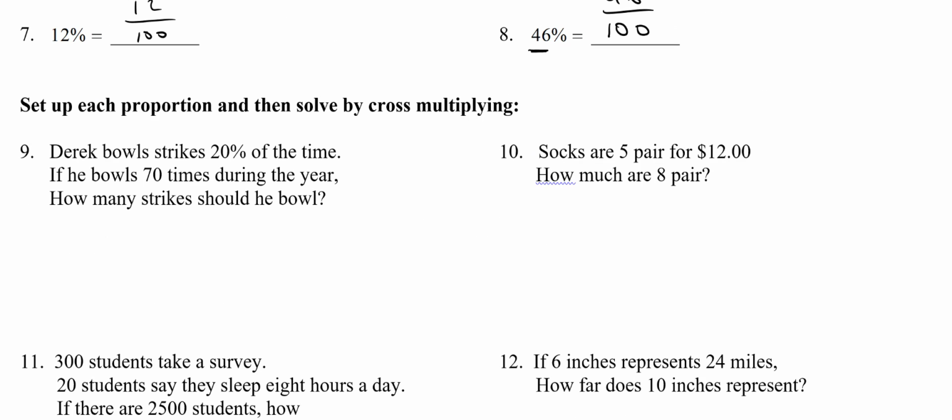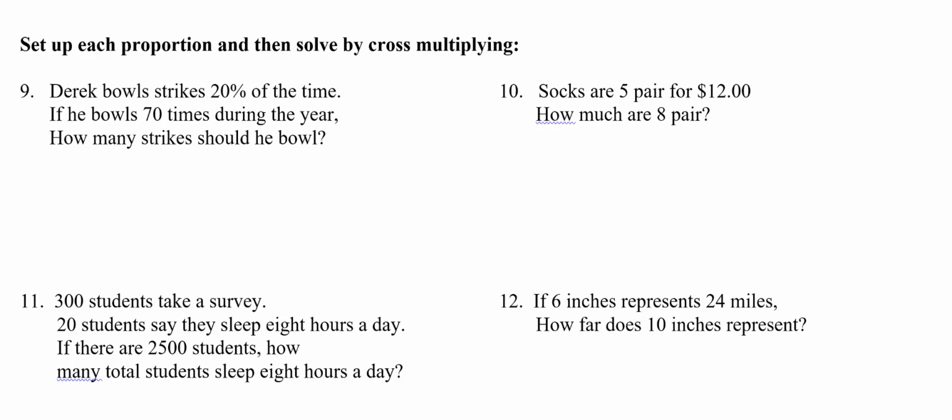Okay, easy. Number 9, Derek bowls strikes 20% of the time. If he bowls 20% of the time, there we go, 20 over 100. If he bowls 70 times, so where does the 70 go? Well, remember, that's the total. It's like saying 20% of the time means 20 times out of 100. So 70 times, and you want to know how many strikes. So if he bowls strikes 20% of the time, strikes are on top. So I'm looking for how many strikes does he bowl. So that's my x, and then he's bowling 70 times.